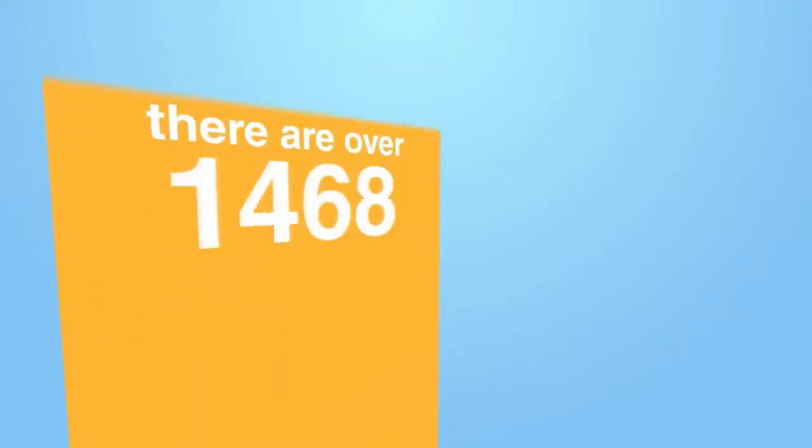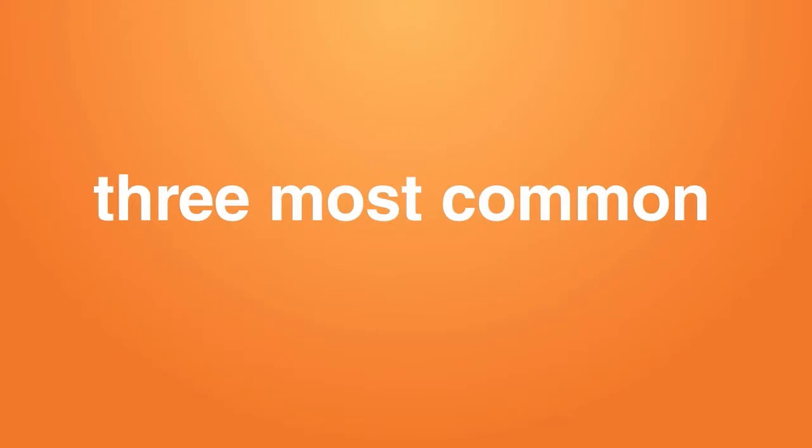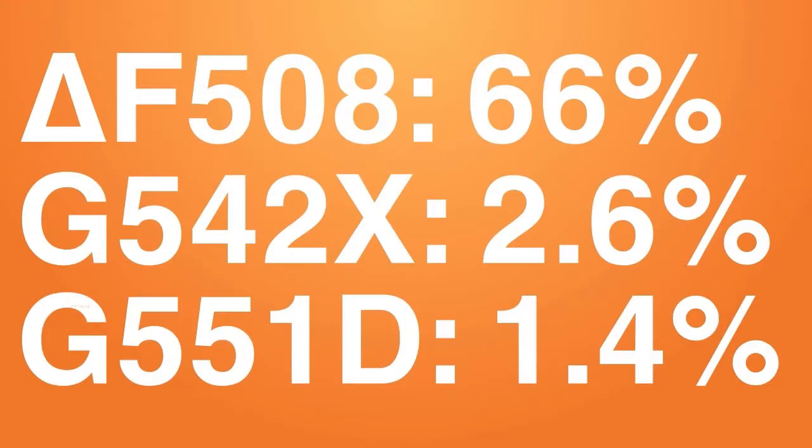There are over 2,000 known mutations that can cause cystic fibrosis, the majority of which have only been recorded in one patient. The three most common mutations that can cause cystic fibrosis are F508del, which is present in 66% of cystic fibrosis sufferers, G542X, present in 2.6% of sufferers, and G551D, present in 1.4% of sufferers.